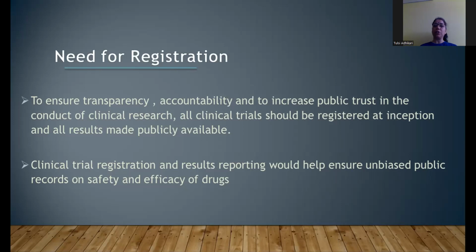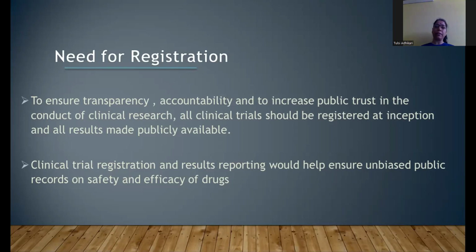All the clinical trials should be registered at inception. Inception means before registering the first participant into our trial, and all results should be made publicly available after completion of the trial. Clinical trial registration and result reporting would help ensure an unbiased public record on safety and efficacy of the drug.